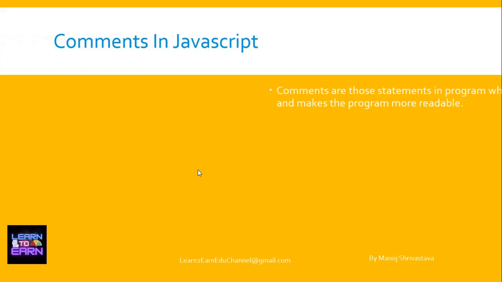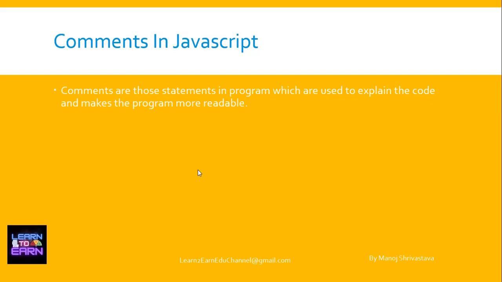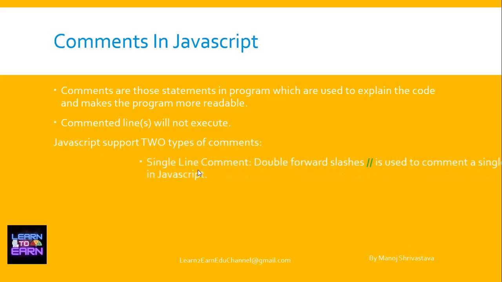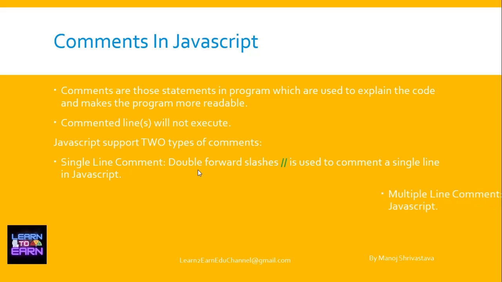Comments in JavaScript. Comments are those statements in a program which are used to explain the code and make the program more readable. Commented lines will not execute. JavaScript supports two types of comments. The very first is the single line comment. Double forward slash is used to comment a single line of code in JavaScript.